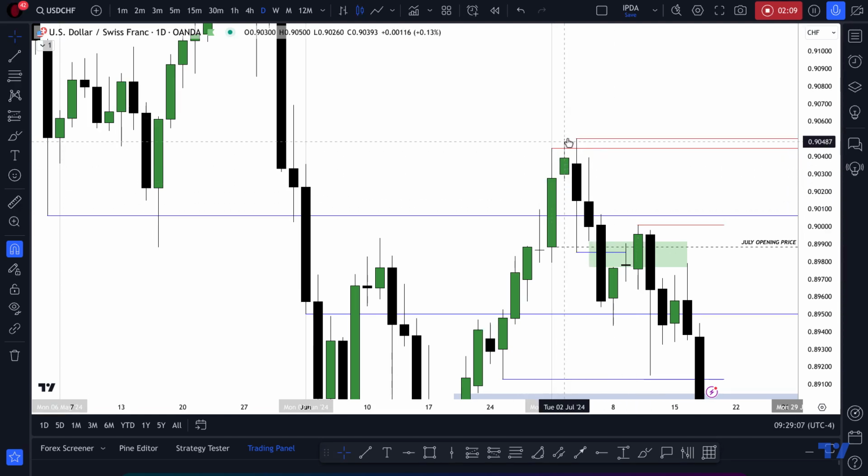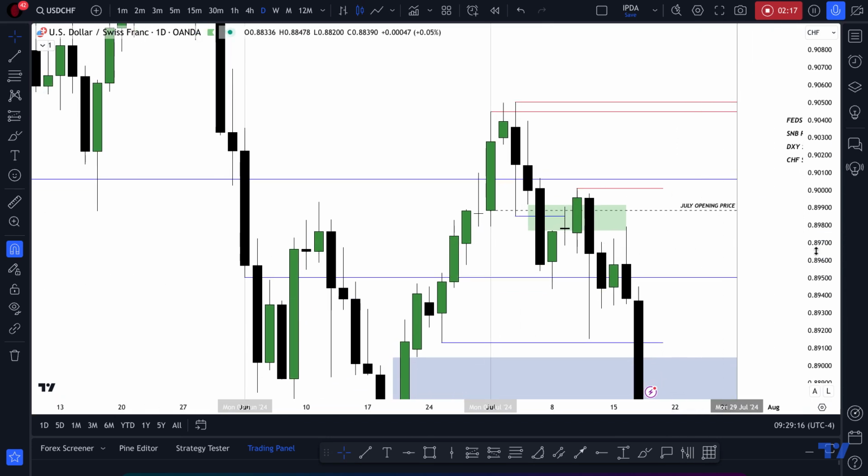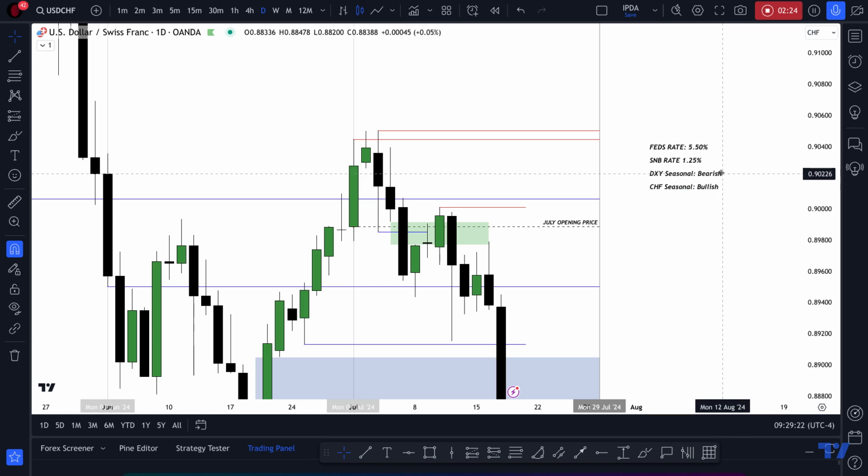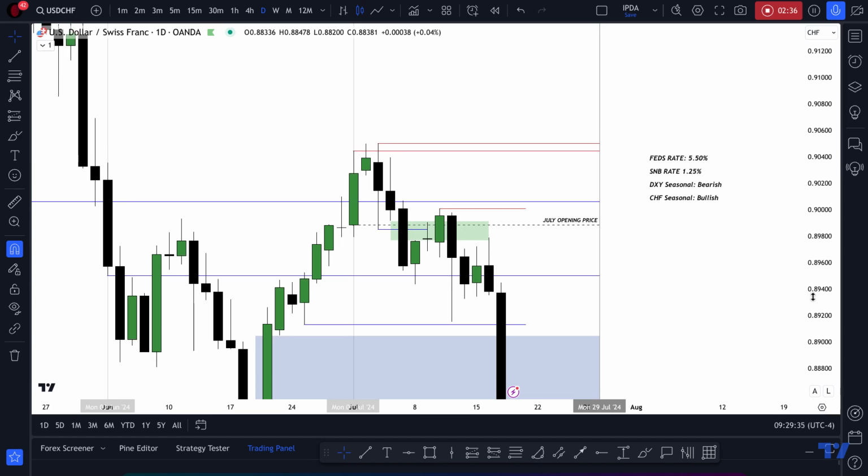So after we got that raid on buy side here, that 20-day high, price continued to go short, selling in a premium. So my narrative was incorrect for US dollar Swiss franc this month, even though seasonally it was telling me that it was bearish and Swiss was going to be bullish. I was going against that, taking an educated guess that because the rates are higher, strength should flow back into the dollar and leave other fiat currencies.